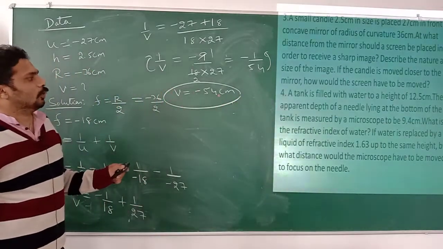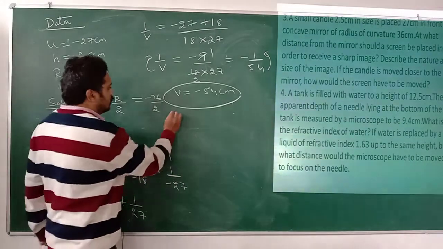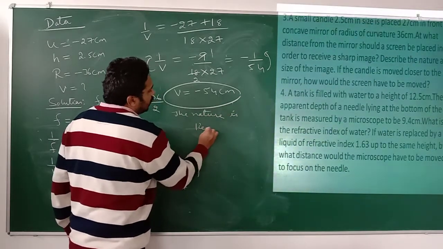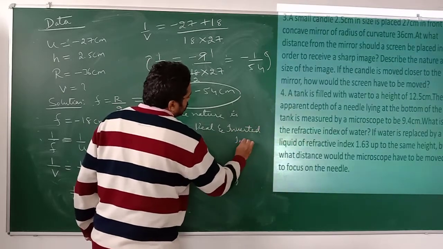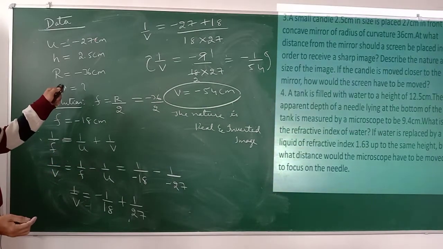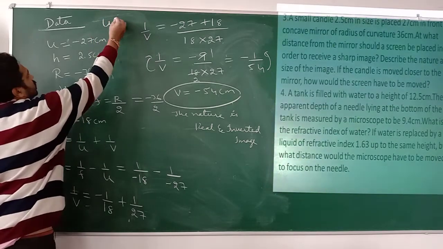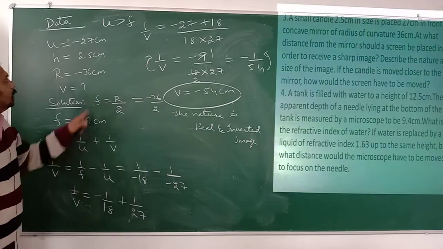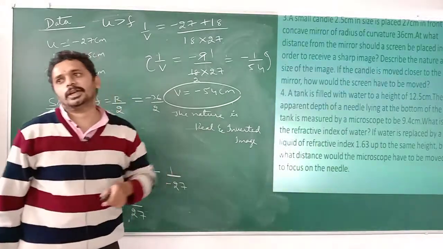V positive means virtual image, v negative means real and inverted image. So the nature of the image is real and inverted. Real and inverted image is going to form, because this is very simple. Object distance is 27, and here we got focal length 18. I told you that if object distance is greater than focal length, the image is real and inverted.